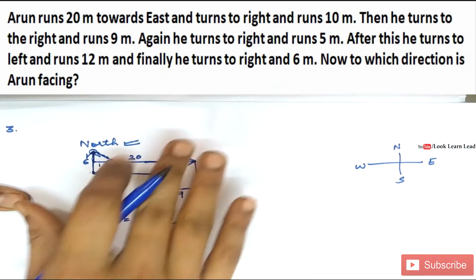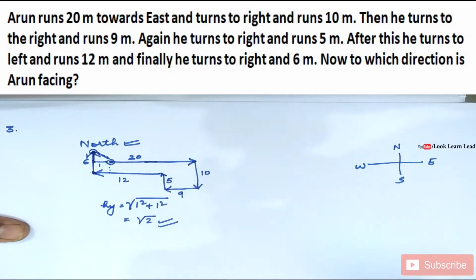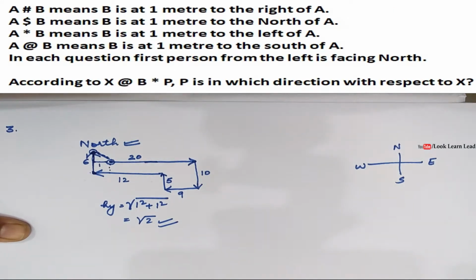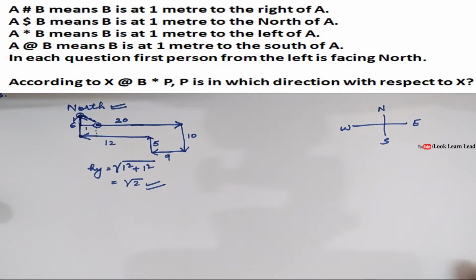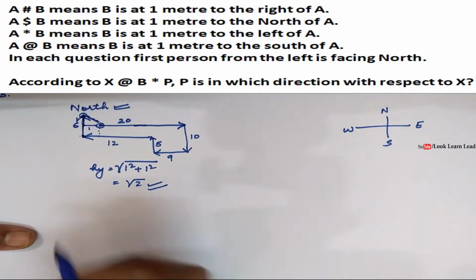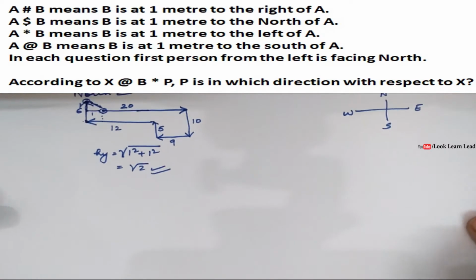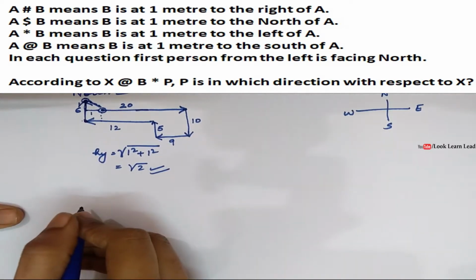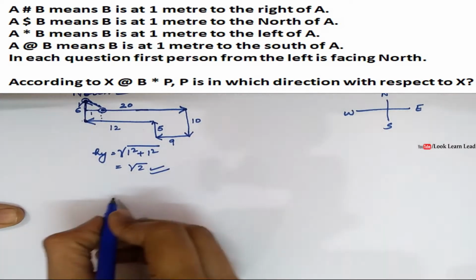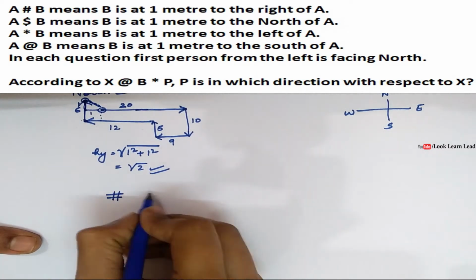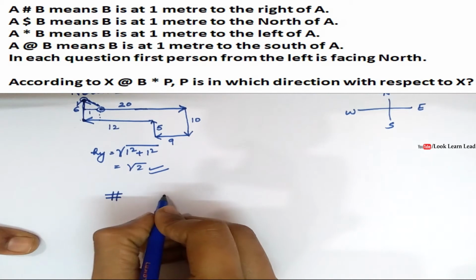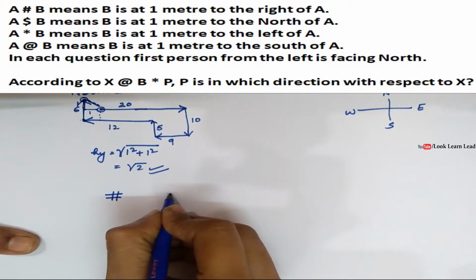So this is all about direction sense, and there can be questions which are related to coded inequalities. We have questions of coded inequalities, so we can have questions which are related to coded directions. Let's see this question. In this question we have x hash b, that is, b is 1 meter right of a. So b is to the right of a.